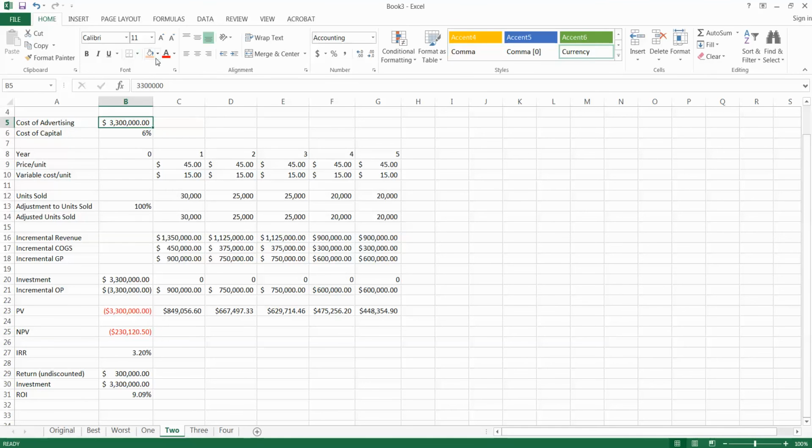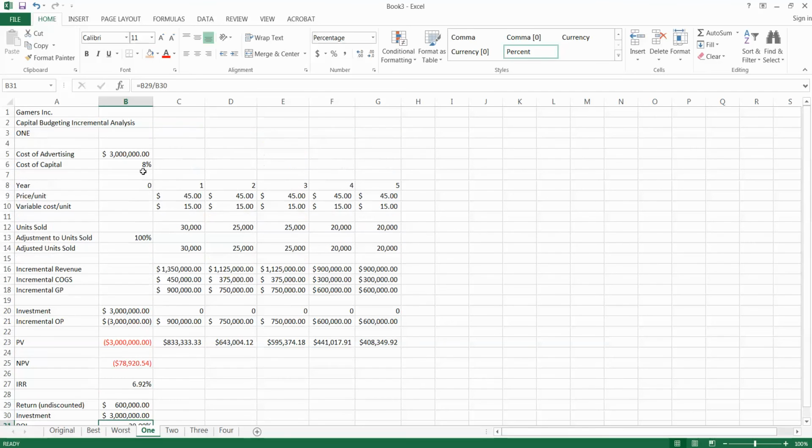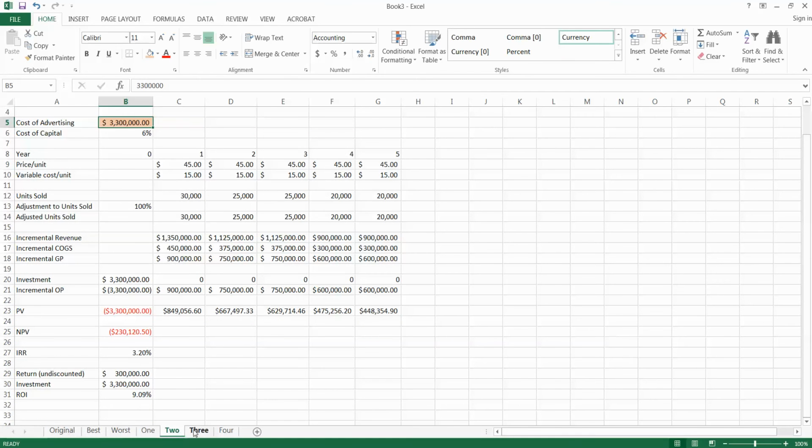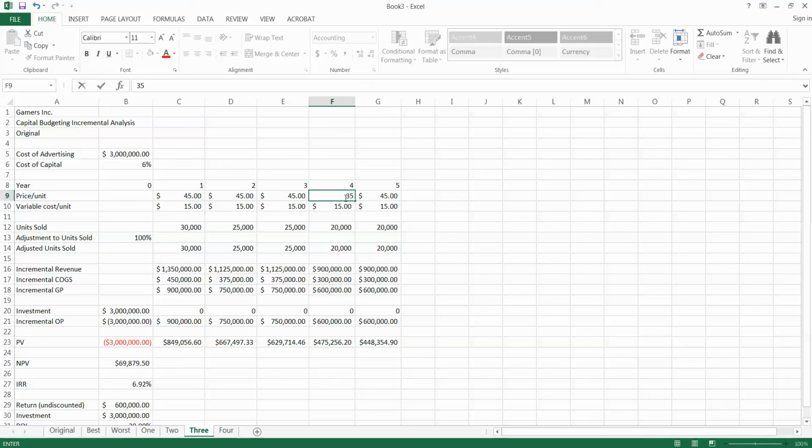So let's go ahead and highlight what we changed here. I'm going to pop back to 1 and make sure I highlighted it, so we know what we changed. Let's go to 3. 3 says what happens if we reduce our price in year 4 to $35. So let's do that. And our price in year 5 to $30. We'll highlight both of those cells so we can quickly pop back and see what we changed. We'll call this 3.